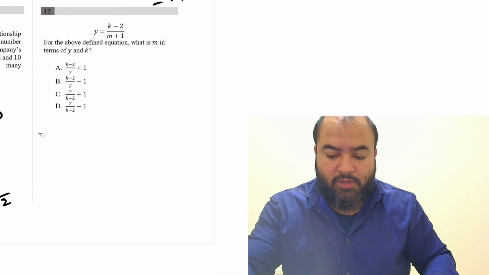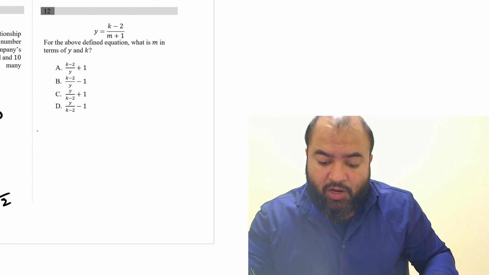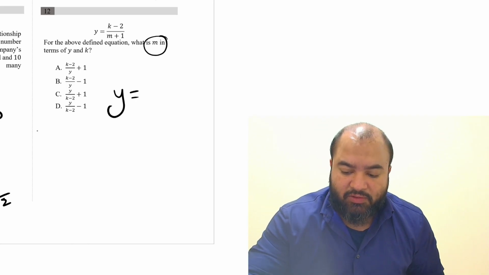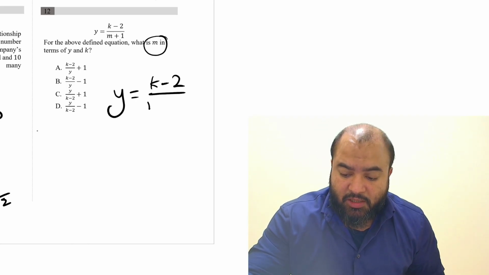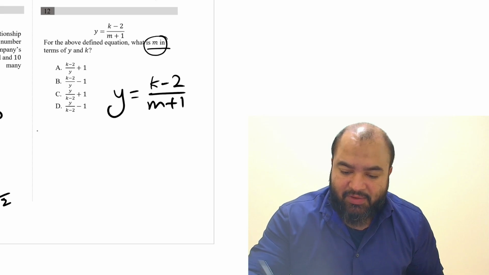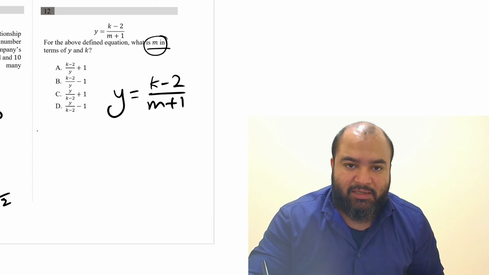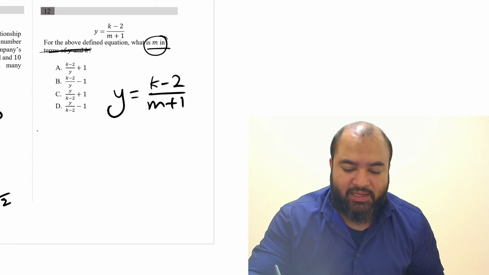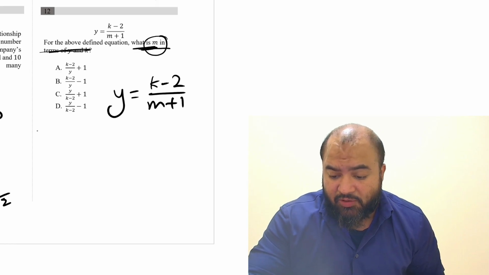Question 12. So for the above defined equation, what is M? So this is like a multivariable equation and you just solve for one of the variables. So they said what is M in terms of Y and K, means the answer will have Y and K, nothing else. So mainly we're looking for what is M.